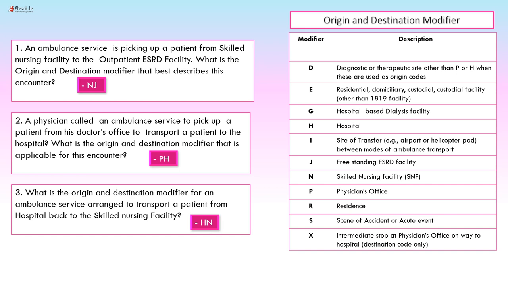I know I did. All right, now we took care of the origin and destination modifier. Remember, we do need another set of modifier. That is the QM and the QN. So let's talk about it. These are your arrangement modifiers.